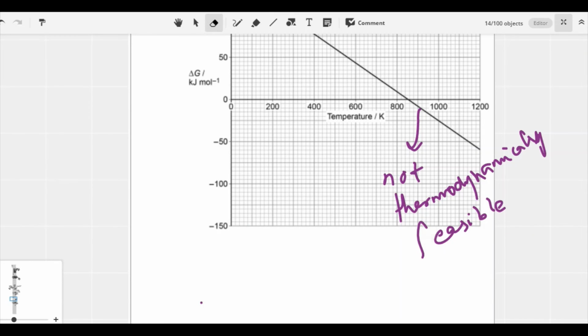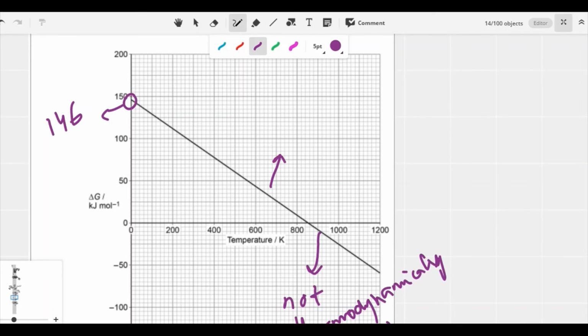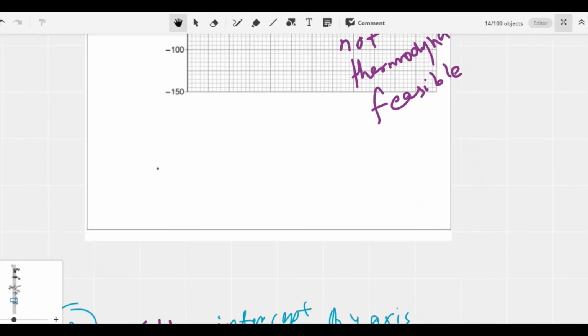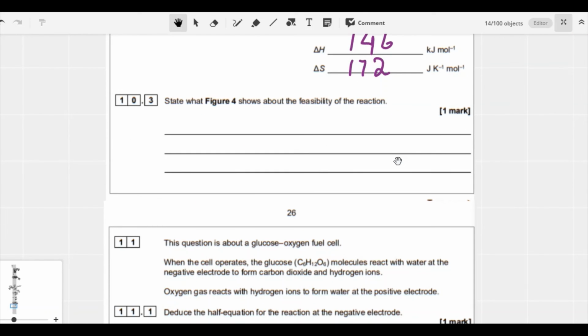Okay, while the above one is thermodynamically feasible. Okay, so that is the answer you can write here in 10.3. Here I am going to write, see the graph.